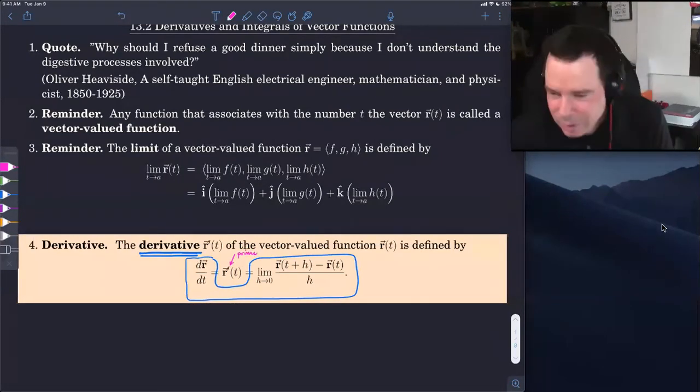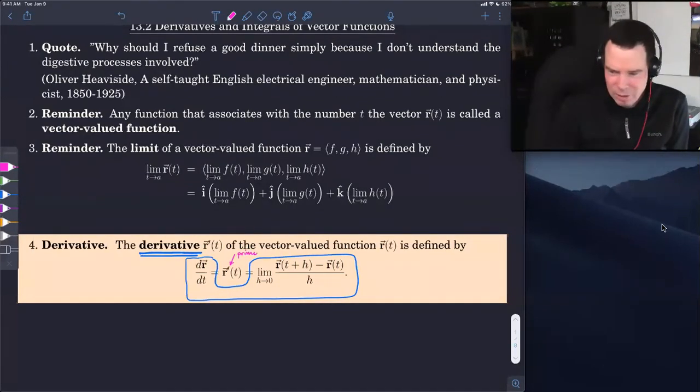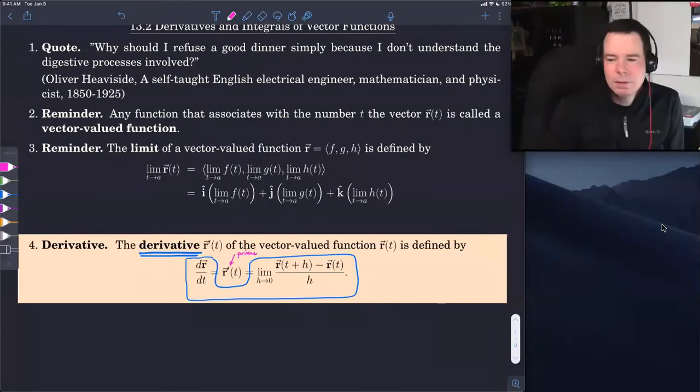So don't miss that there's a little prime there. r prime of t, that's another notation that we're using. So dr dt or r prime of t both represent the derivative. And this is how it's defined. It's defined to be the limit of the difference quotient: the function evaluated at t plus h minus the function evaluated at t, divided by h. It just so happens in this case that our function has vector values instead of a single real number value, but we're using the same definition.